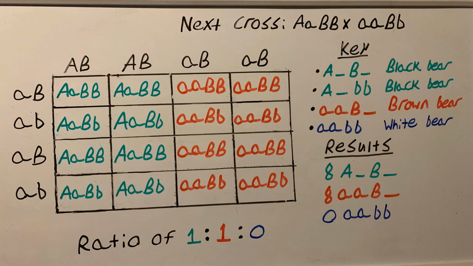We then see that brown bears make up the other half of this cross, because when no dominant A's are present, there is always a dominant B allele, which rules out white bears. The ratio for this cross is 1 to 1 to 0, as the 8 simplify down and the white bear isn't a possibility.